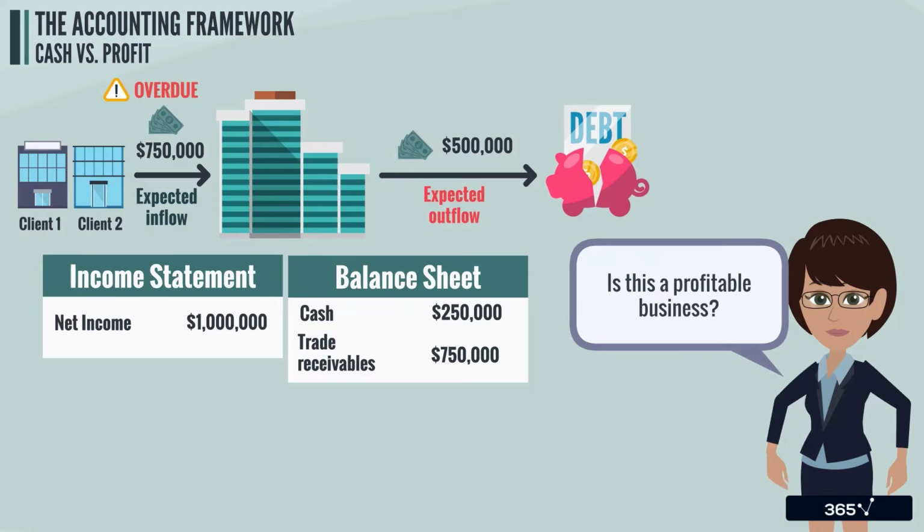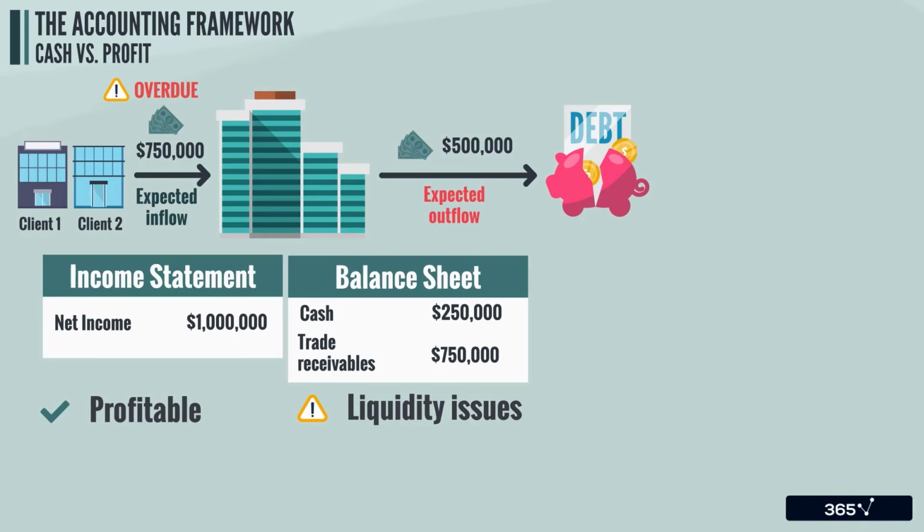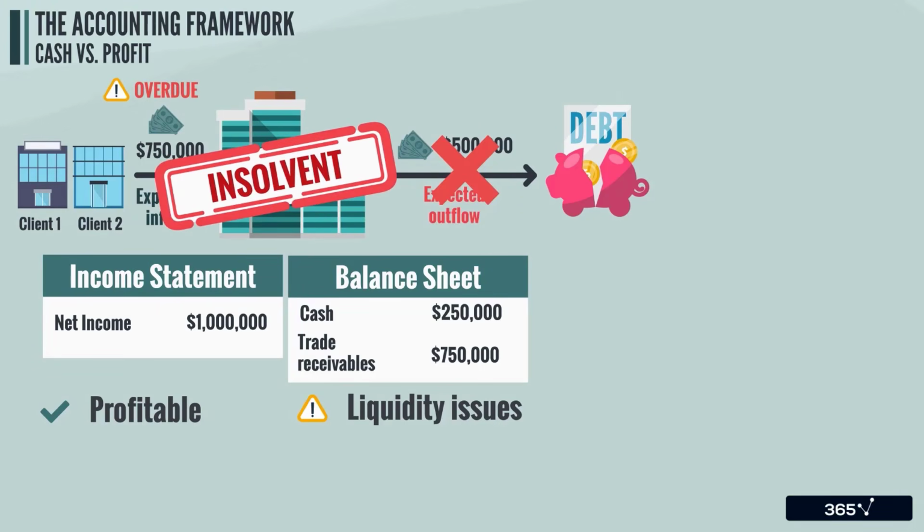So, is this a profitable business? Yes, it is. Does it have liquidity issues? It certainly does. If the company can't collect some cash from these two clients, it runs the risk of being unable to repay its loan on time, which, by definition, makes it insolvent. Therefore, the survival of an entity predominantly depends on its ability to pay its obligations when they fall due, rather than striving for profits at the expense of cash shortages.